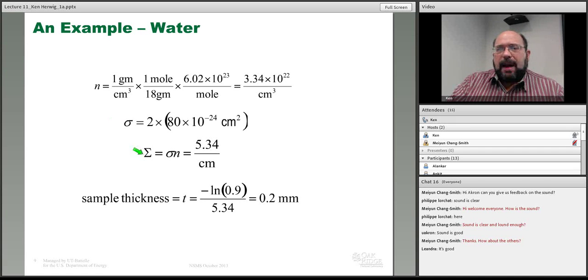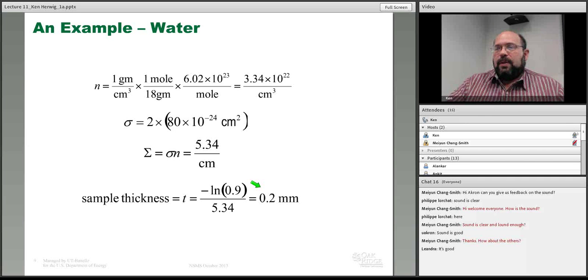The macroscopic cross-section then is about 5.34 inverse centimeters. You take that and you put it into our formula for the transmission. You take the logarithm of that to go back to the sample thickness. And so we have minus the log of 0.9 over 5.34, and we find that the ideal water sample is only 200 microns, 0.2 millimeters thick.